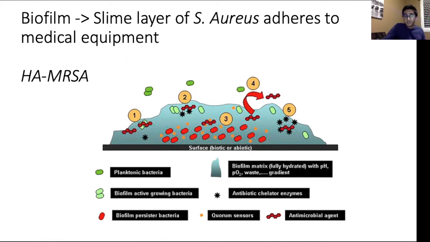So the best way to avoid them is to avoid having Staph aureus in the first place. So practicing good hygiene, hand washing is especially important, not only preoperatively, but also in the postoperative care for patients.